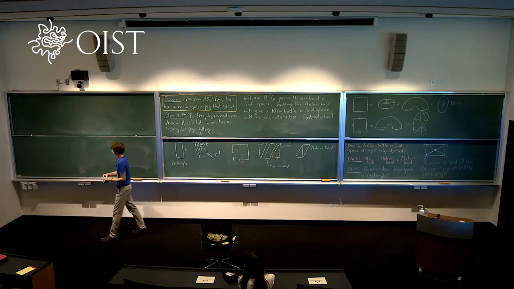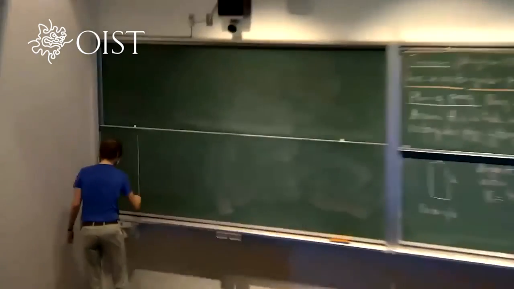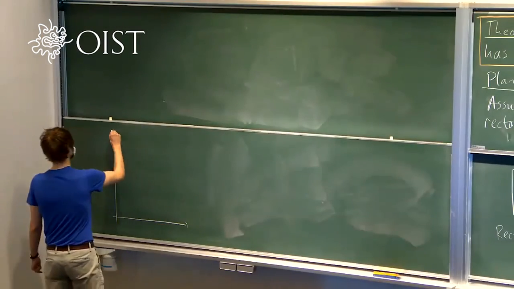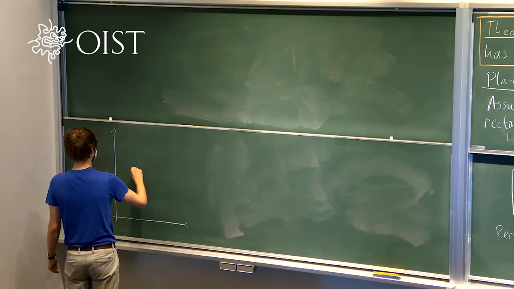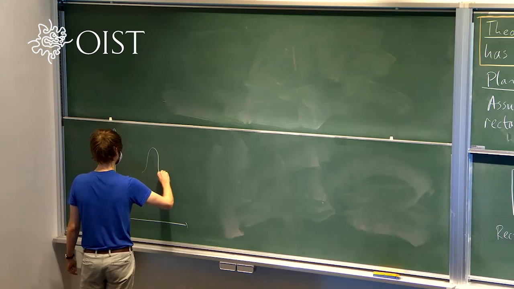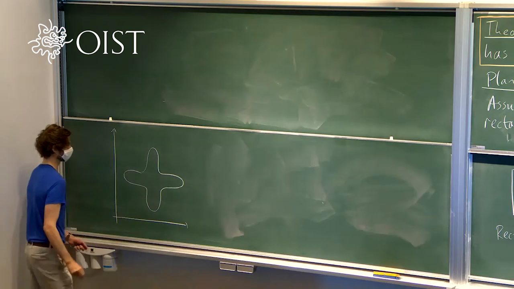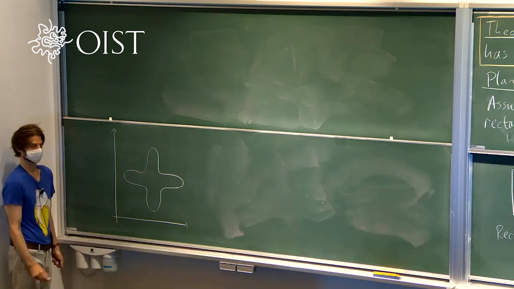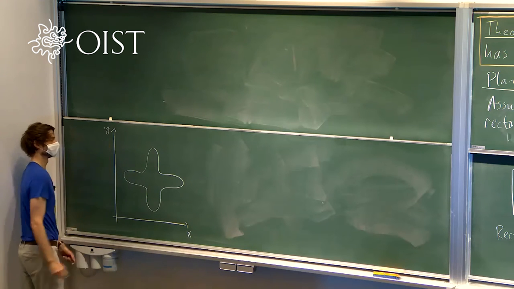So here's H. H is just some hole shape in the XY plane. And I'm going to make it look particularly blobby like this. This is H. It's living in the XY plane.